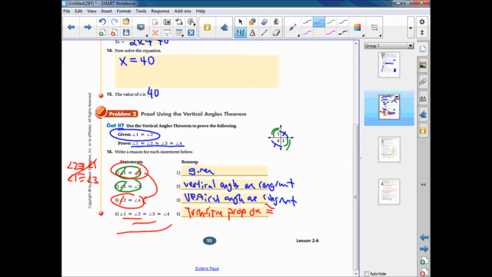And we can do the same thing with 2 and 4. So 1 is congruent to 2. 2 would be congruent to 4. So I cut out the middleman, I can see 1 is the same as 4 also. So I already had from the given 1 was 2. Now I have 1 is 3 from this part, and 1 is 4 from that part.